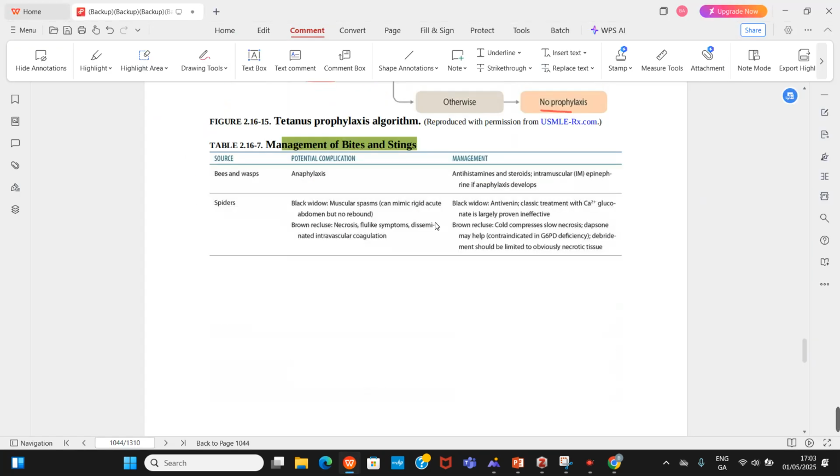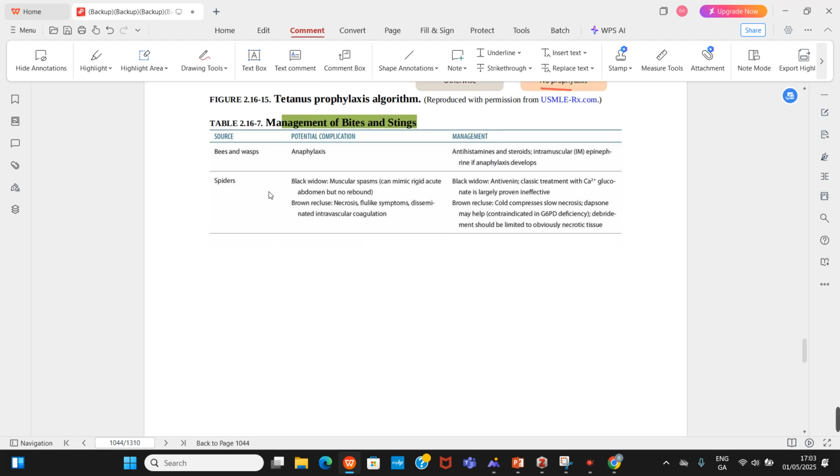So we are moving on to the other bites and the stings, and we have for the bees and the wasps. So what that can cause is just anaphylaxis. So what we should just do is just to give them epinephrine, high-dose epinephrine if we see features of anaphylaxis, which you already know. And we can also add some adjuncts, which is like the antihistamines and steroids.